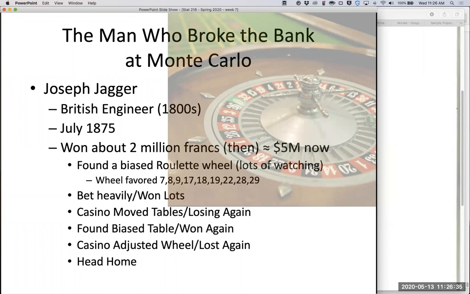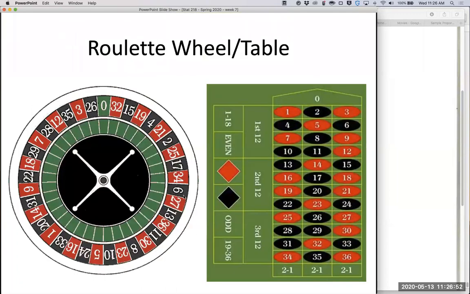He walks in the next day, looks around, sees that the table he had been betting on is no longer there. So he gets up and leaves and went back to England, $5 million richer. For 2 weeks of work, $5 million is not so bad. So here's how he pulled it off. Where are the numbers that came up? 7, 8, 9, 17, 18, 19, 22, 28, and 29. I've circled them here. You're sort of thinking maybe it's just luck that's causing those to come out a little bit more often.